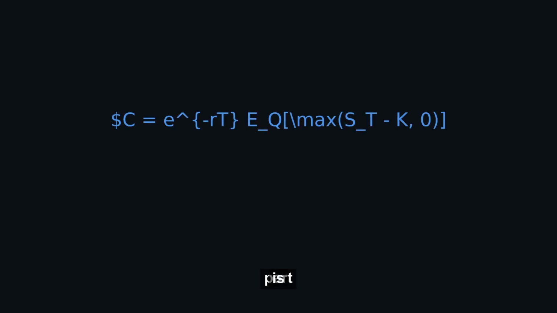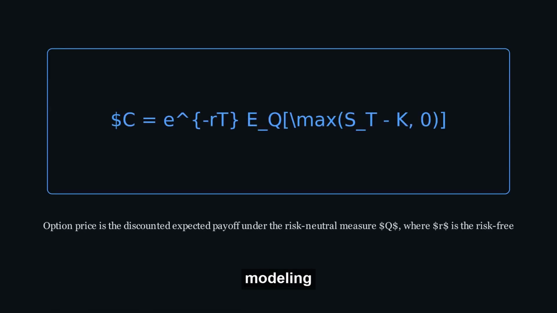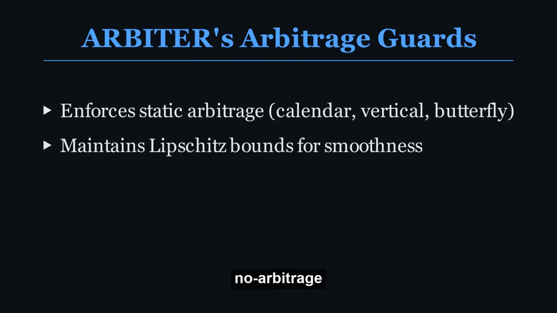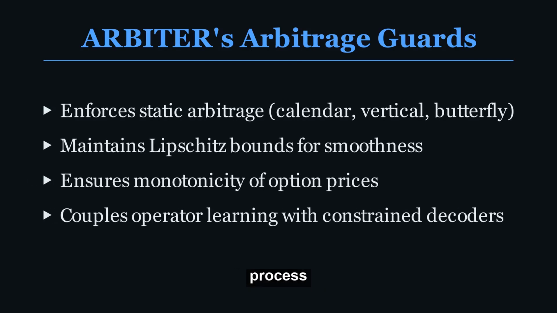The risk-neutral part is crucial. In financial modeling, we often price derivatives under a hypothetical risk-neutral measure. This isn't about ignoring risk, but rather about using a mathematical trick where all assets are assumed to yield the risk-free rate. This allows us to calculate expected payoffs without needing to estimate individual risk preferences. The price of a derivative, like a call option, is then the discounted expected payoff under this risk-neutral measure, denoted as $Q$. ARBITER's genius lies in its ability to enforce these no-arbitrage constraints directly during its learning process.